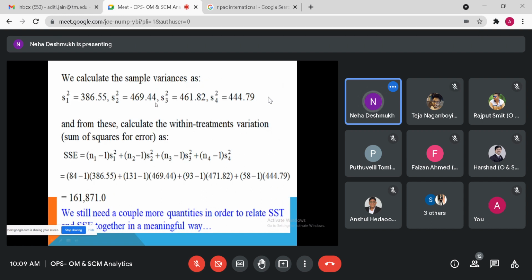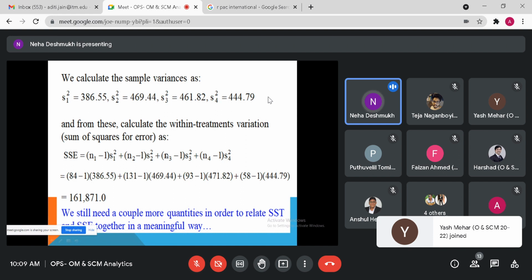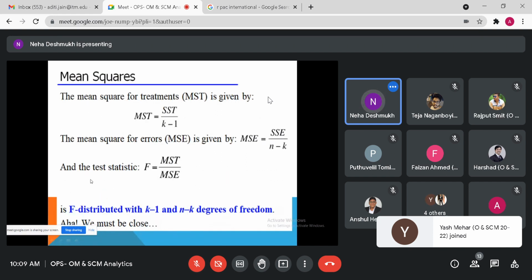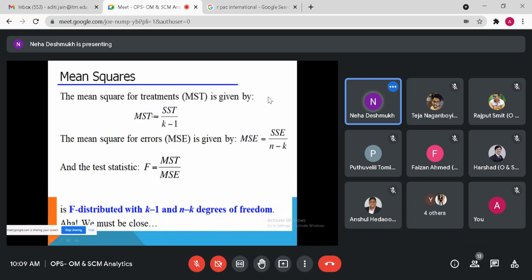So when you calculate this, you will get this. Then S1 square, S2 square, S3 square, the sample variances, right? SSE, sum of squares of error, N1 minus 1 times S1 square, and so on. Now the formula for mean square for treatment is SST divided by K minus 1, where K is the number of categories. And mean square for error is SSE divided by n minus k, number of observations minus number of variables. And to calculate the F test, you can directly calculate MST upon MSE, right?